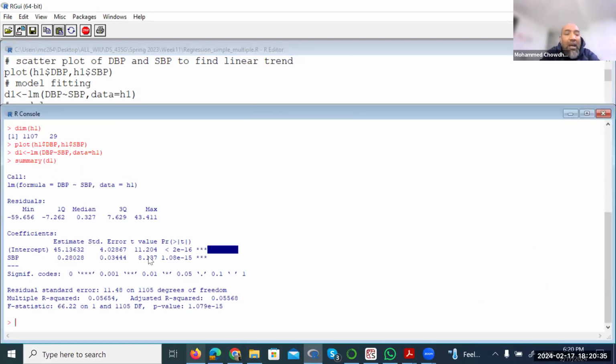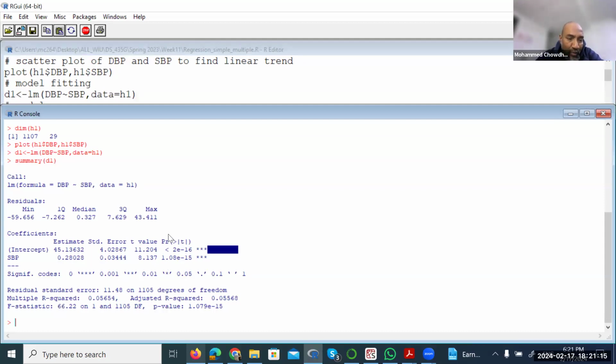So I need to explain some things from this output. If you take a look at that, the intercept is 45.13. So the intercept is this. That means beta 0 equals this. And SBP, which is 0.28028, is the beta 1 or slope. Okay, both of these parameters, intercept and slope, both beta 0 and beta 1, are significant because the p-value is less than 0.05. You are seeing triple stars in there, triple stars corresponding to a p-value close to zero.